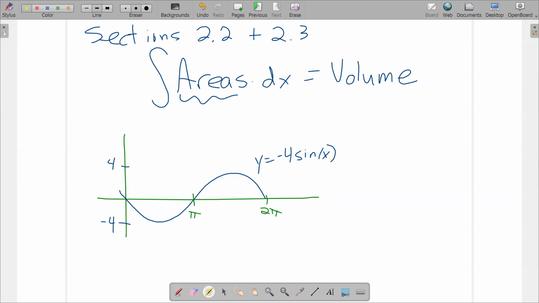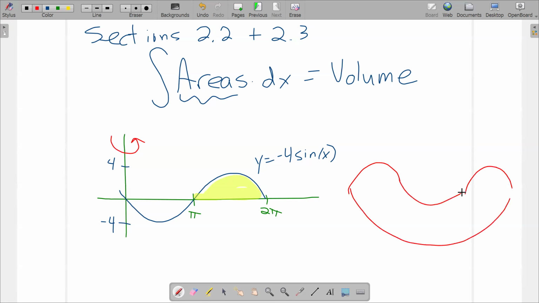I want to take this chunk of the sine right here, and I want to revolve it about the y-axis. What am I going to get when I do that? Well, it's going to make kind of half of a donut. And so I'm going to try to draw my best half a donut here. So I'm going to have these two humps, and it's going to come around. Oh gosh, something like this.